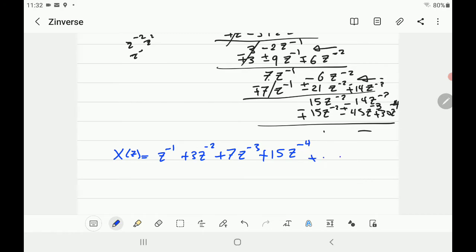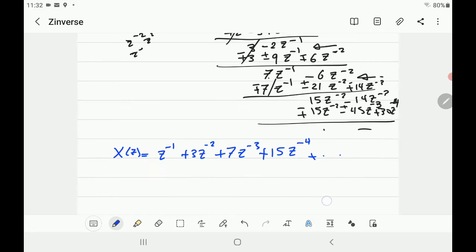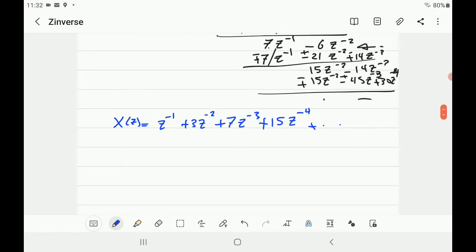What does it mean? Well, if I ask you what is x of 0, it should have here nothing. It means z to the power 0, which is equal to 1. You don't have it here. All right? So what does it mean? It means x of 0 is equal to 0.